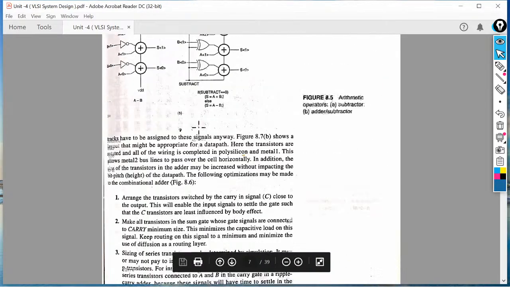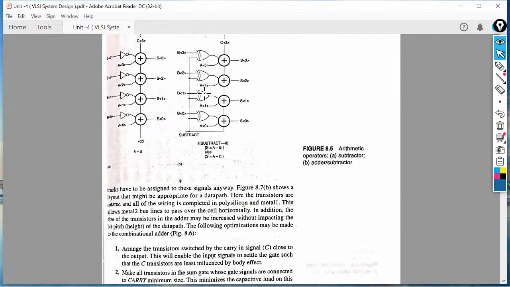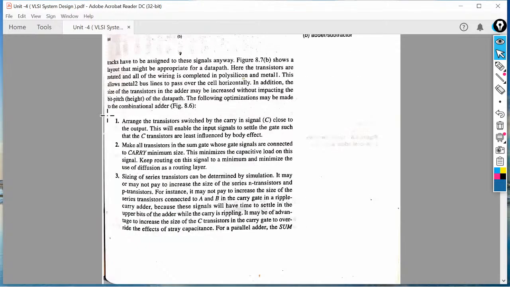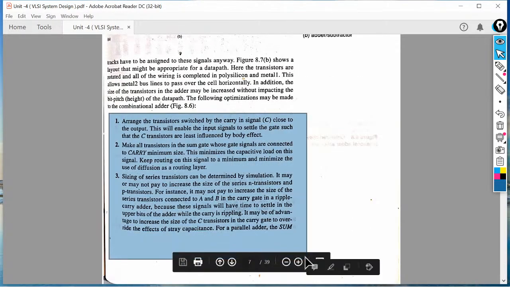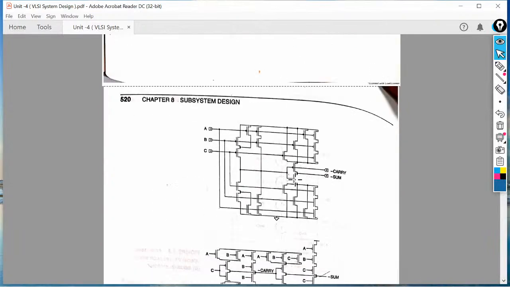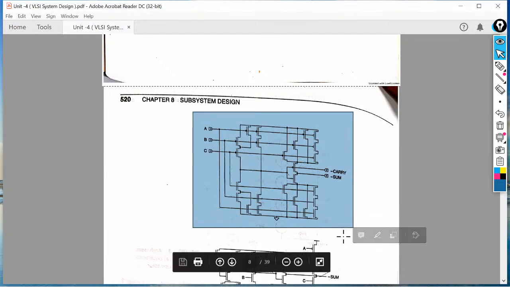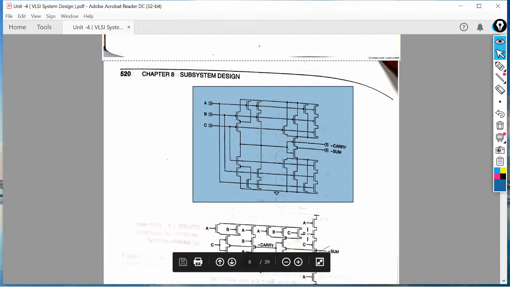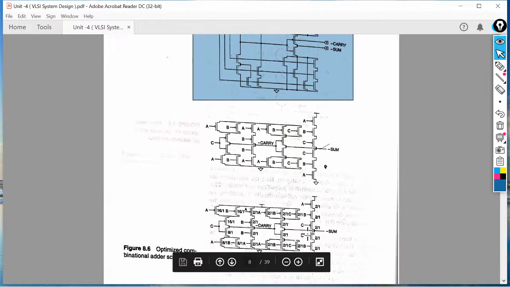The algorithm I mentioned here is: first you find the two's complement, then later you add the one. This is represented in these steps 1, 2 and 3. You can easily go through these three steps and find out how to calculate the value of subtraction. This circuit is the representation of sum and carry again.